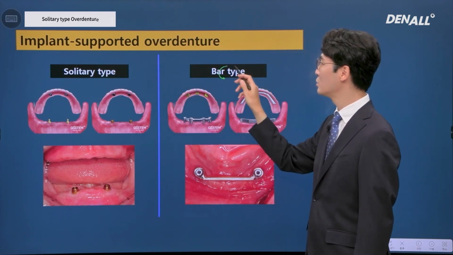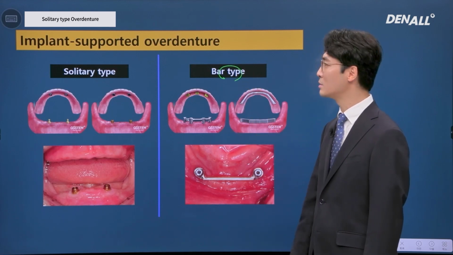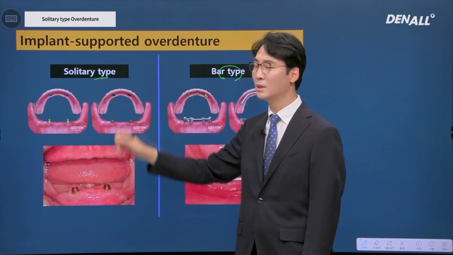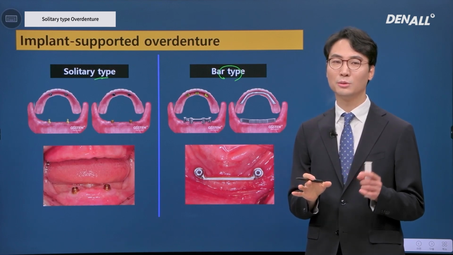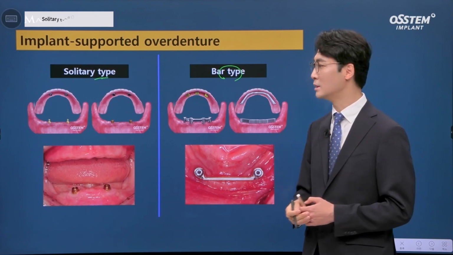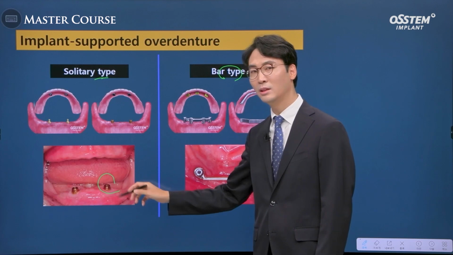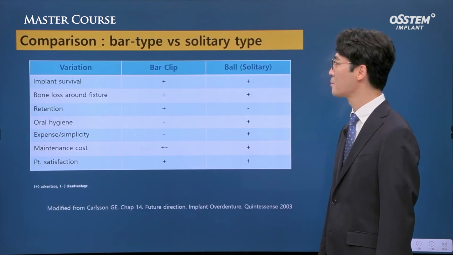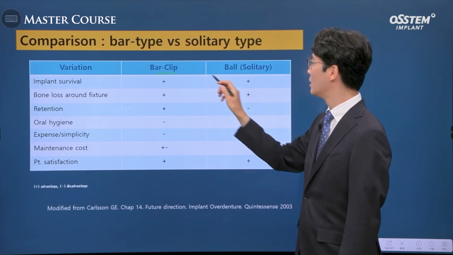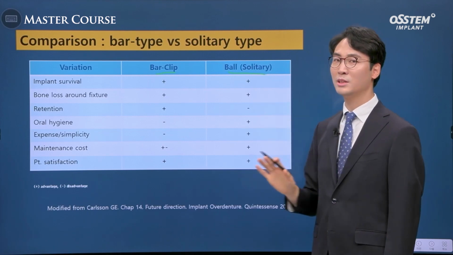Implant-supported overdenture can be largely divided into solitary type and bar type. Today, I want to focus on solitary type. The implants are not connected and solitary attachments are added. Locator and ball attachments are most prominent solitary types.